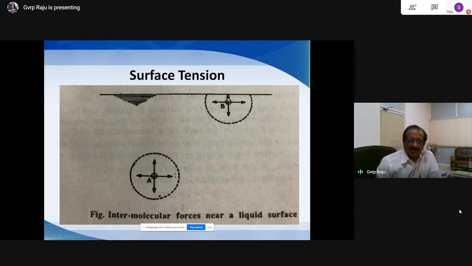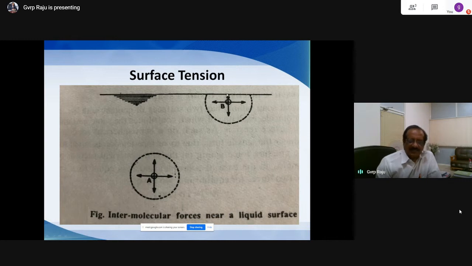Because there is no other force to counteract above, it is supposed to be a net downward force. Net means the upward force minus the downward force. There is a net downward force on the molecules which are at the surface.